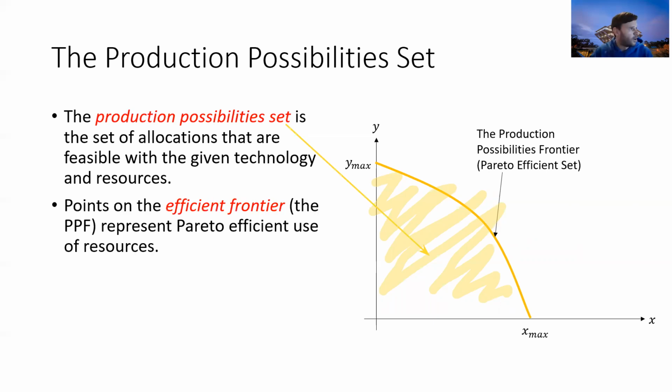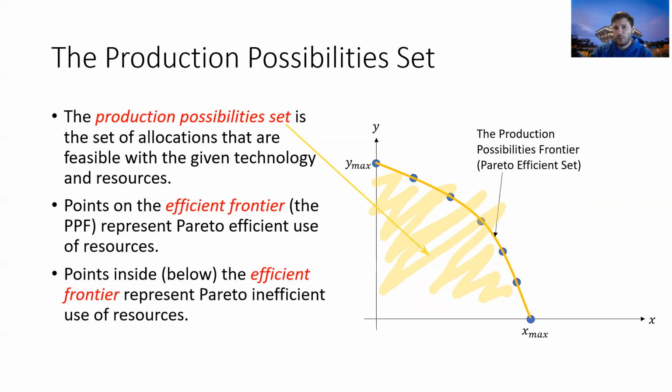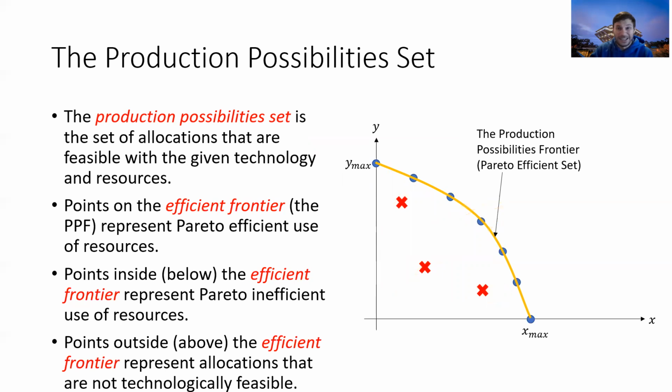We know that points on the frontier itself are efficient because they were mapped from the Pareto efficient set in the Edgeworth box. So again, points inside or below, we know these were technologically inefficient points. And if we had any points that were outside or above the frontier, then those points were technologically infeasible, right? We could not produce things out there given the inputs and the technology we could apply to those inputs.